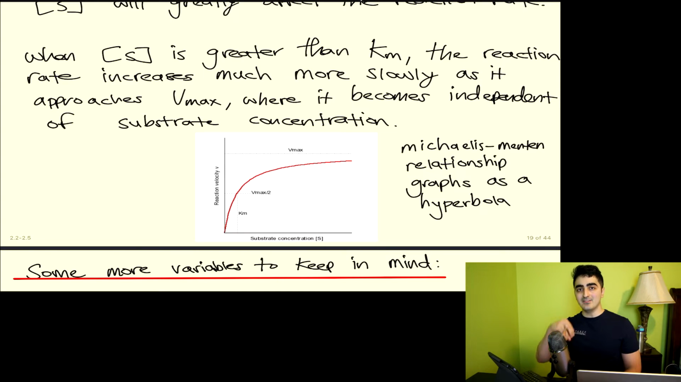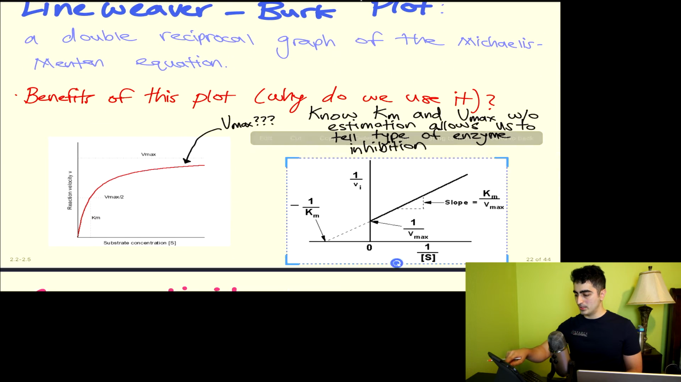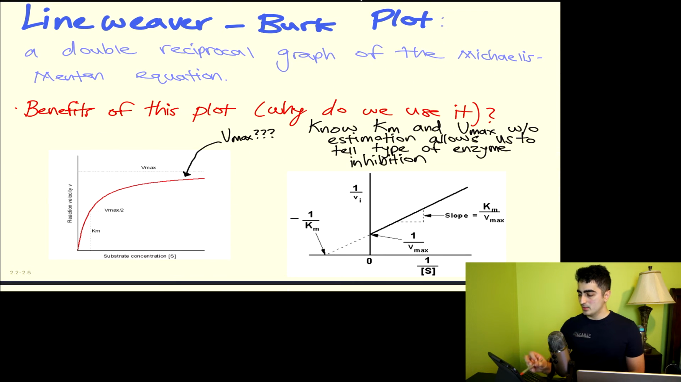So if we take the inverse of both, we start getting a Lineweaver-Burk plot. It's a double reciprocal graph of the Michaelis-Menten equation. We use it because we got a straight line, and we can work with the straight line. We can find what the Vmax is with a straight line, and we can find what the Km is with a straight line, and our slope also tells us something.